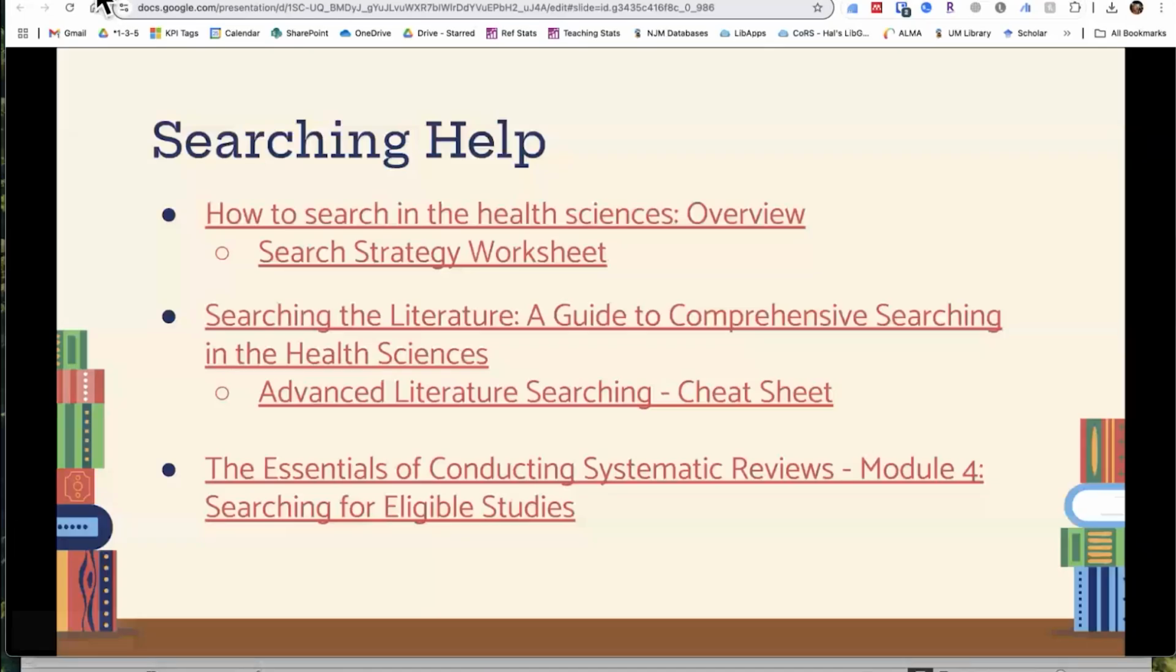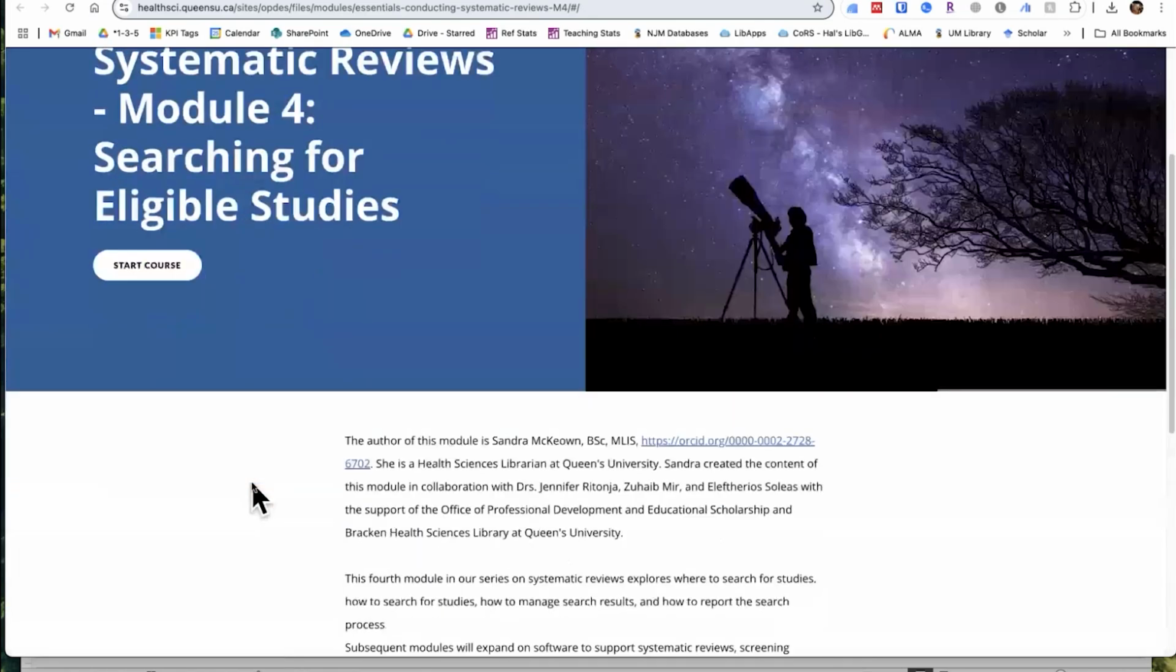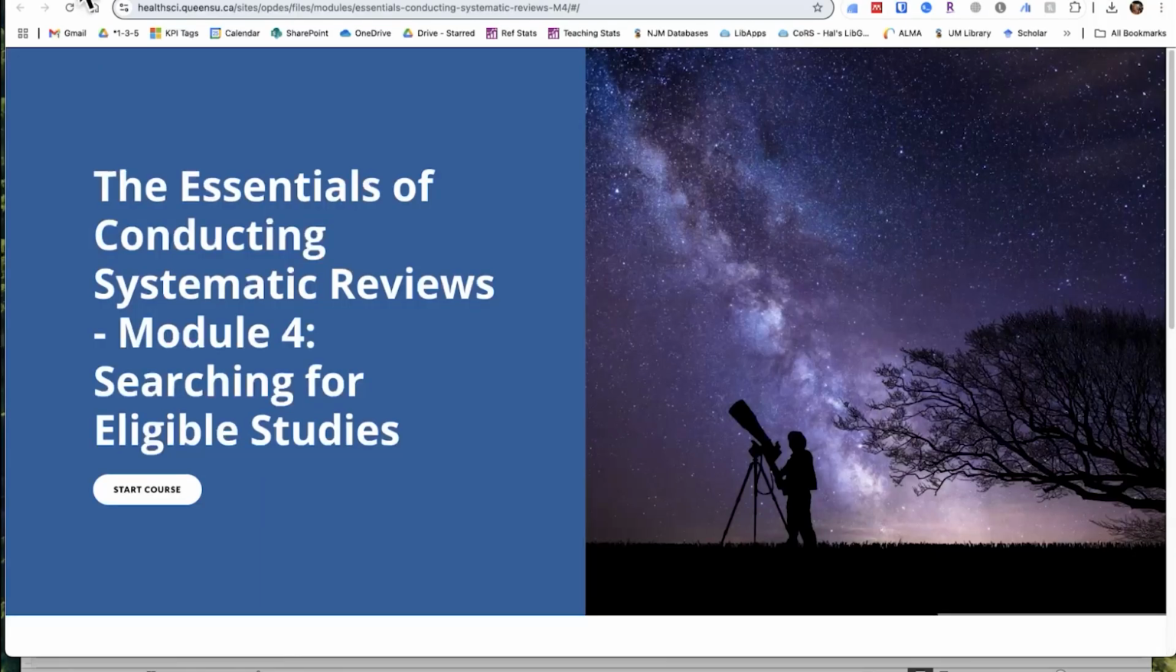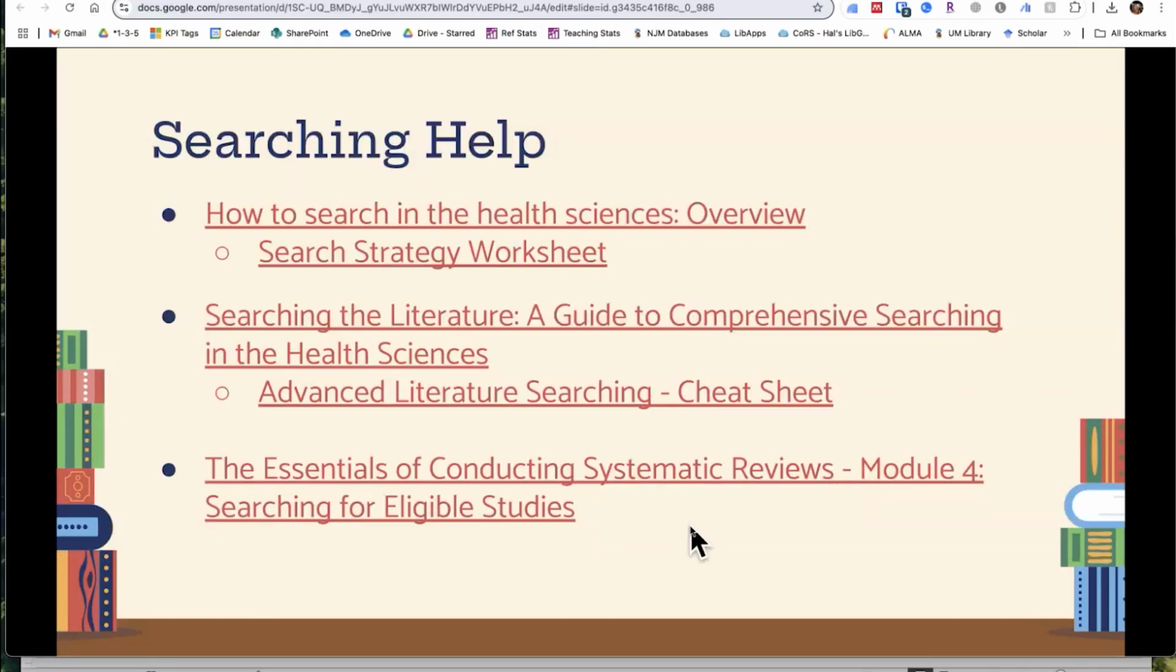And then this one here, Searching the Literature, a guide to comprehensive searching in the health sciences, is from my colleagues at the University of Toronto. I think it is probably the best guide on doing advanced searching, so I would highly recommend that one. If you prefer online learning, and what you learned today is that you really want to dig into it and get better at it, my colleagues at Queen's University, which is in Ontario, have created online modules that walk you through step by step how to do systematic review searching. So a lot of great additional resources to do further education on the topic if you wanted to.